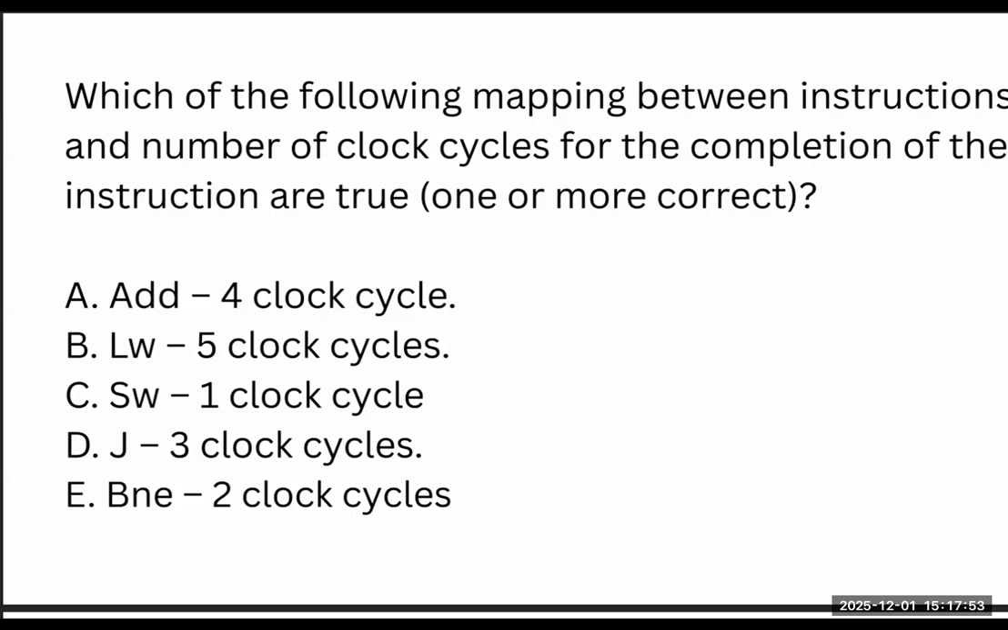J 3 clock cycles. Yep, that's what we just went through in the slides. And the 3 clock cycles exactly are instruction fetch, decode, calculate target address and jump. And then BNE 2 clock cycles. No, it's wrong. It should be 3 clock cycles, which are instruction fetch, decode, register read, check condition, and calculate target. All right, next question.